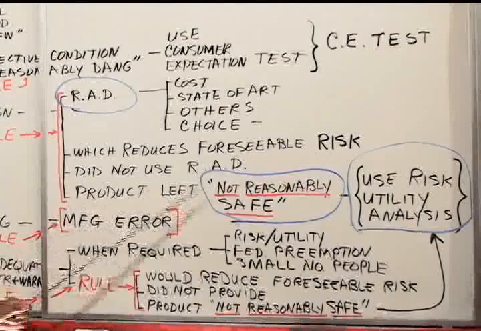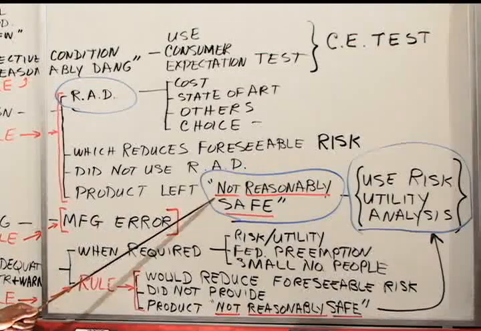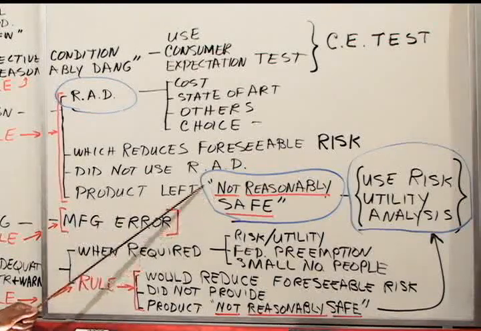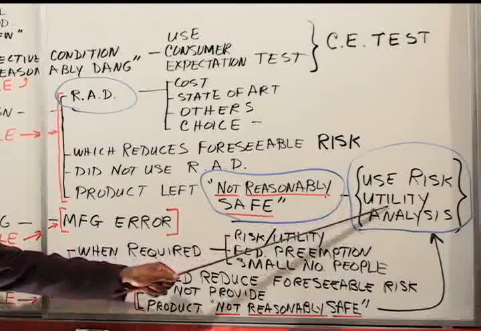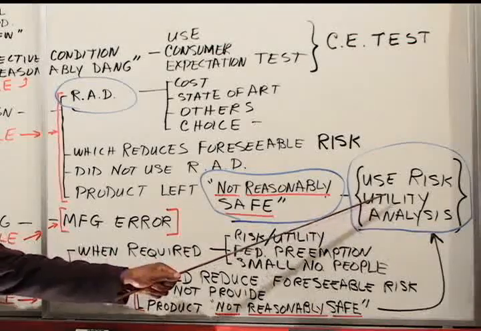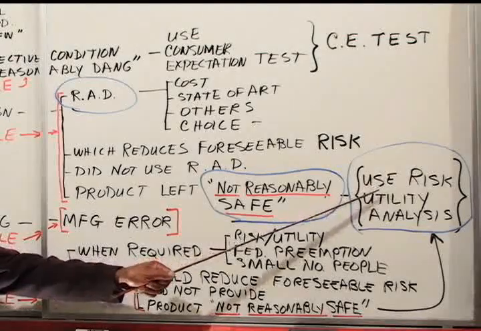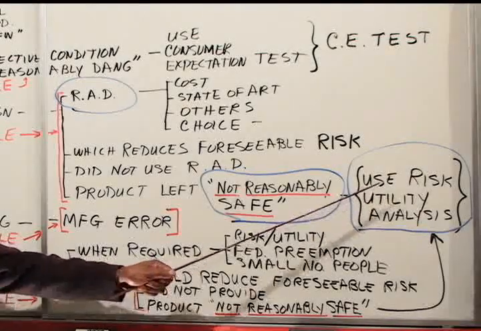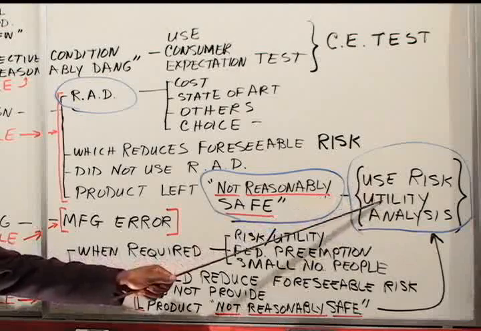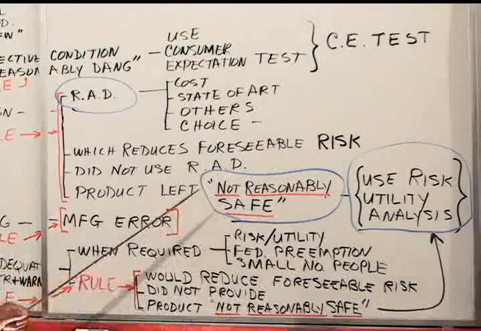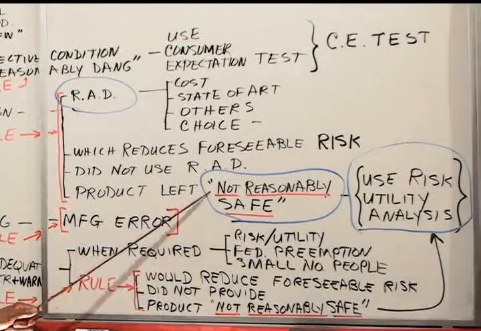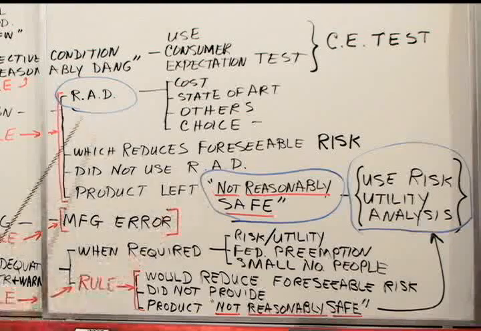And did it leave the product in a condition that's not reasonably safe? Go to your risk-utility analysis, and you'll obviously conclude that the risk created by putting that switch down there where it was is not justified by the cost or the burden of preventing it or any of that sort of stuff. So the product is left in a condition that is not reasonably safe, and therefore we have a design defect.